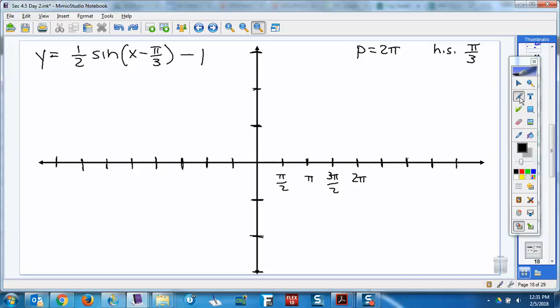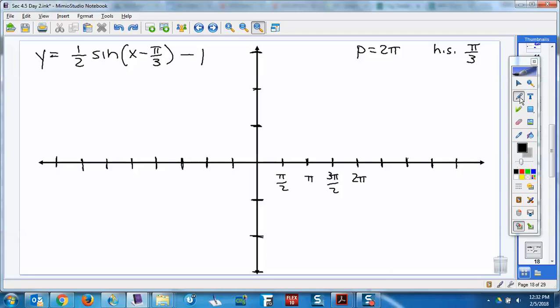So I look at this graph, and I've got the 1/2. What's that going to do? Amplitude. So it's only going to go up 1/2 and down 1/2, right? So this first mark I could just make be 1/2, and negative 1/2. And the shift down 1 we can always do at the very end. That's usually the last thing we would do. Okay, so what is this going to do?